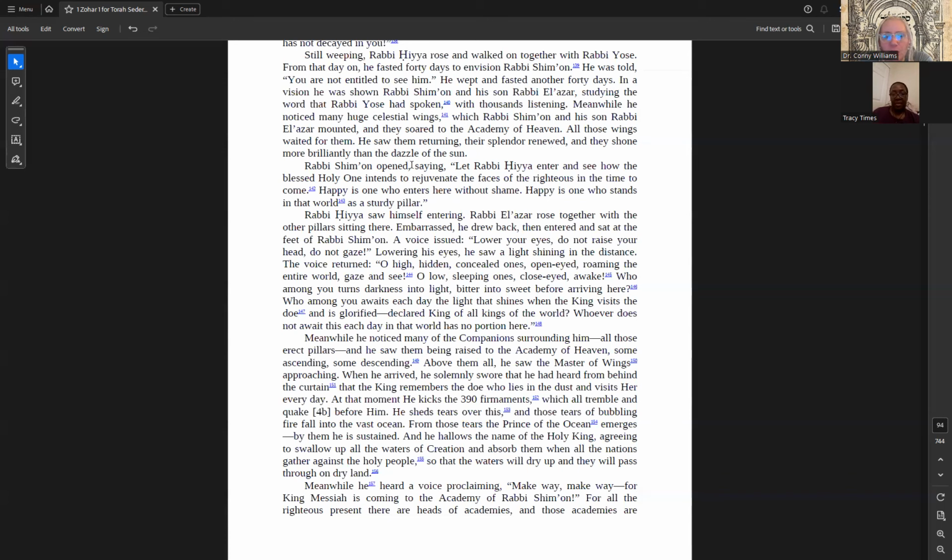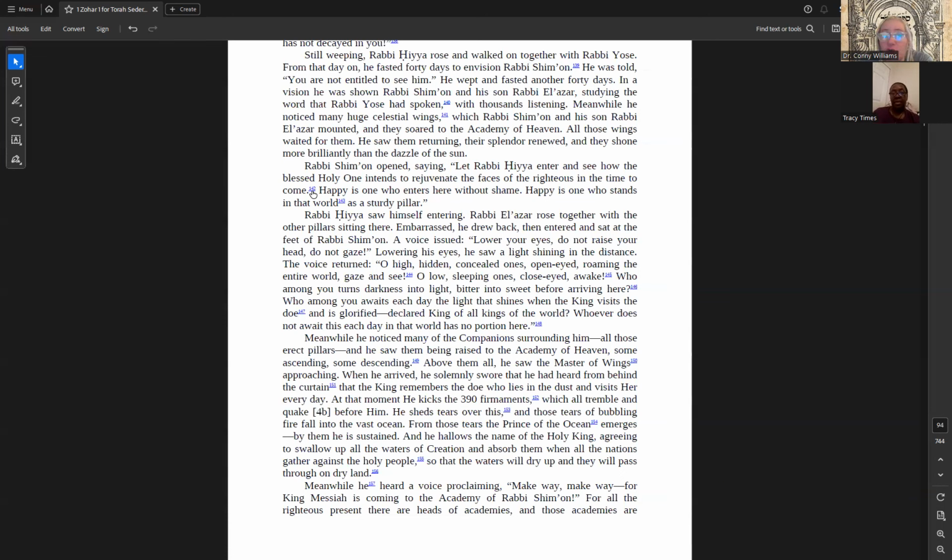Rabbi Shimeon opened, saying, "Let Rabbi Chia enter and see how the Blessed Holy One intends to rejuvenate the faces of the righteous in the time to come." So here's another reference to what we were speaking of earlier, when they were saying, the righteous don't decay. They will be rejuvenated.